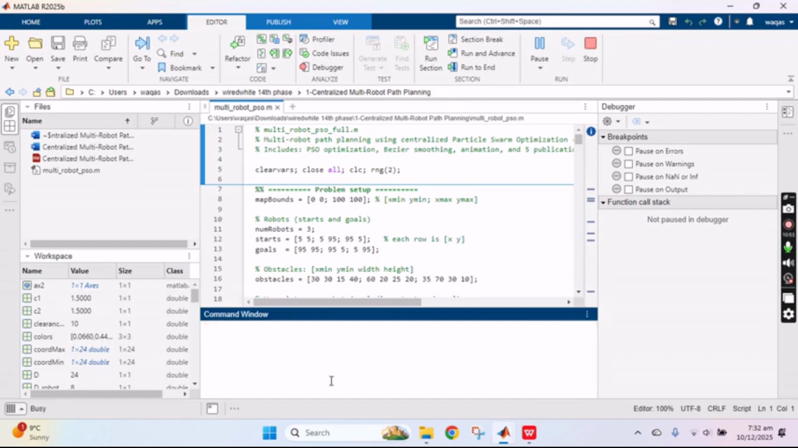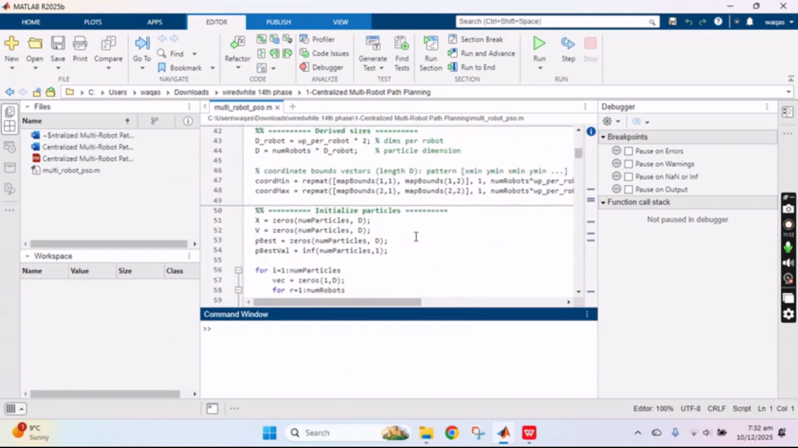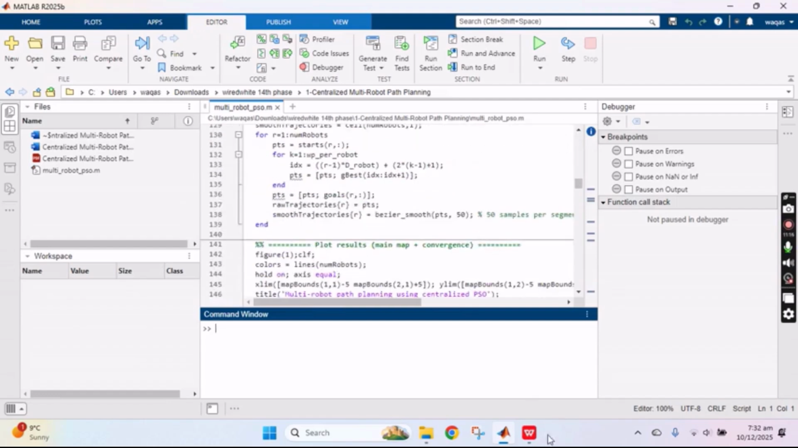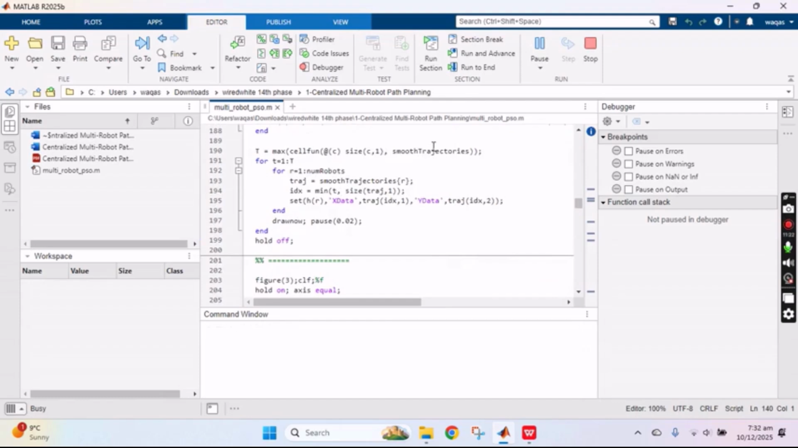Okay, clear out, close out, clear, clc. See, this is the MATLAB code which I have used in our case to represent the MATLAB functionality of that robot. Let me just run.